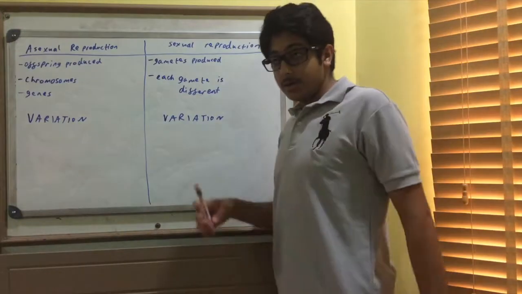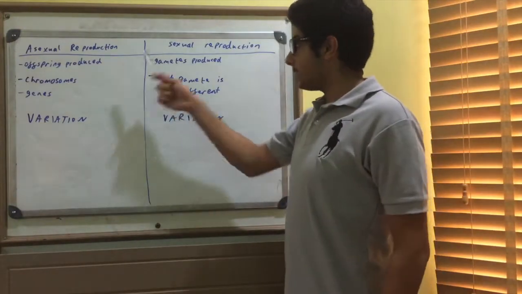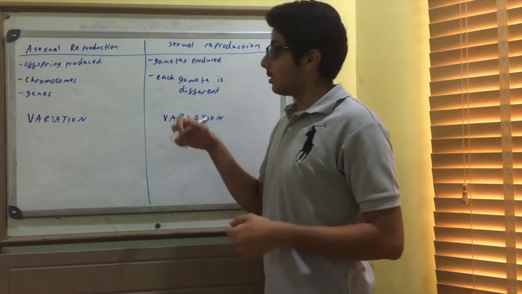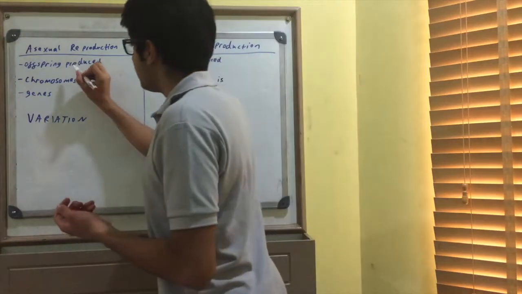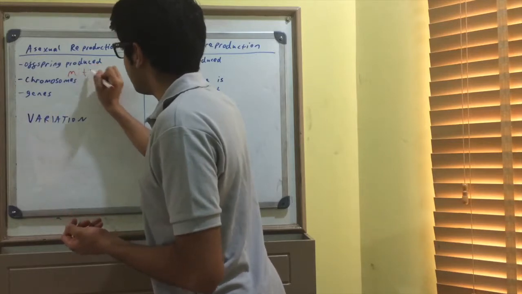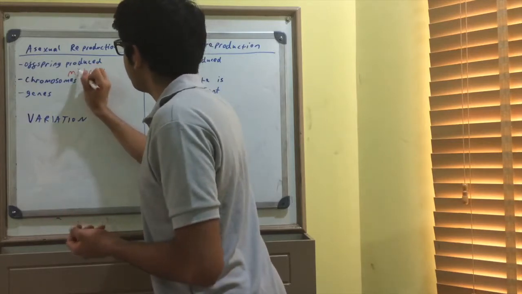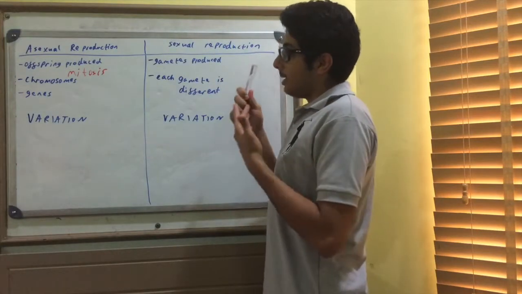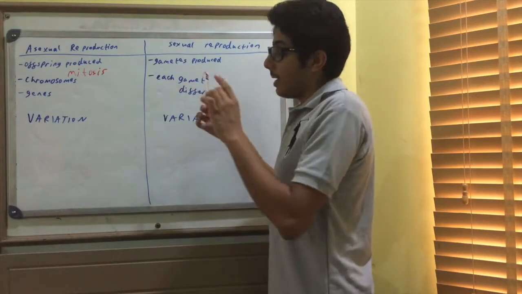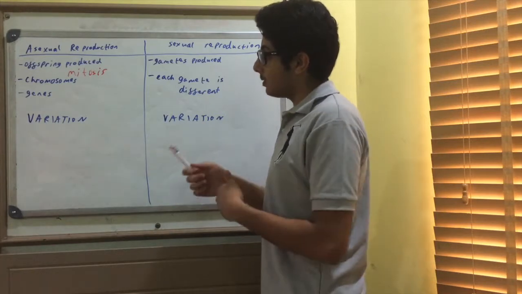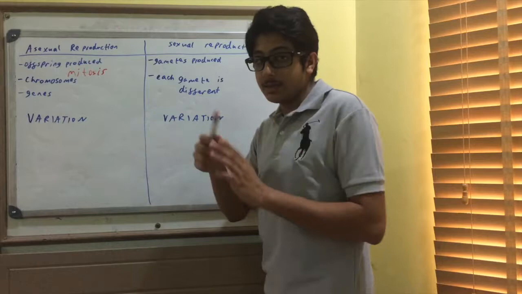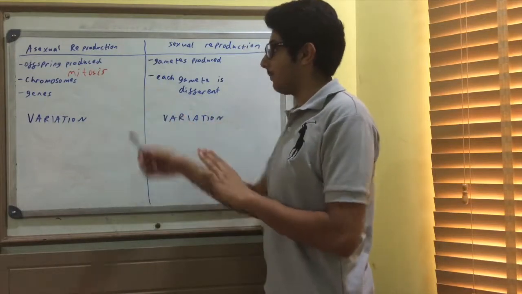Next. Okay, so let's just give an overview of asexual reproduction and sexual reproduction. In asexual reproduction, the offspring that are produced is due to mitosis. Because remember, mitosis produces identical cells. And so the mitosis occurs from the parent cells, and that's what produces the identical offspring. So the offspring are identical to the parents in asexual reproduction.